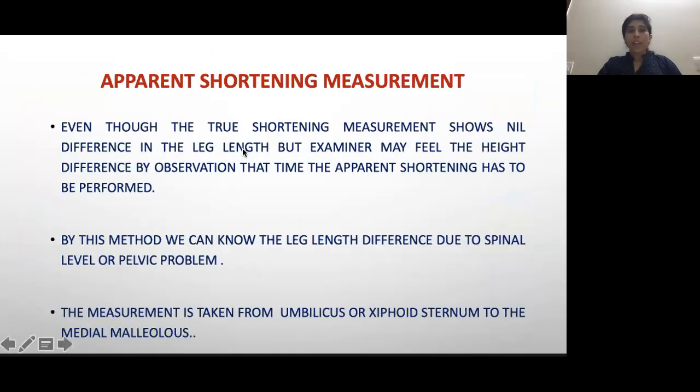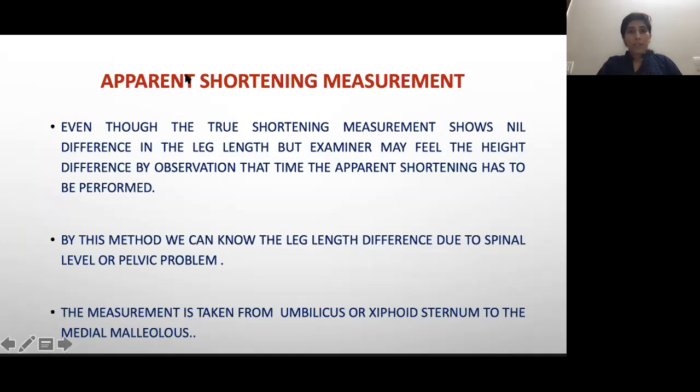Then next is the apparent shortening measurement. Even though the true shortening measurement shows nil differences in the limb length, the examiner may feel the height differences on observation. At that time, the apparent shortening has to be taken. By this method, we can know the leg length difference due to the spinal level or the pelvic problem.